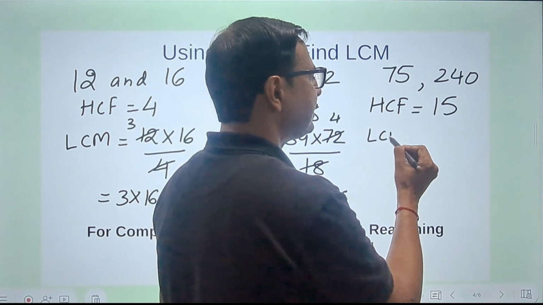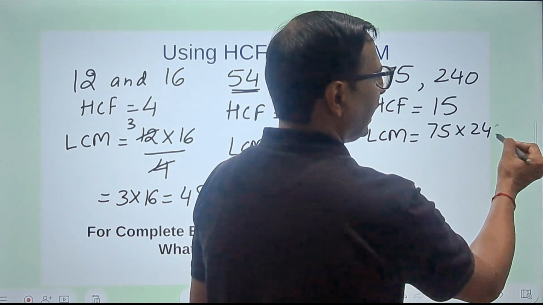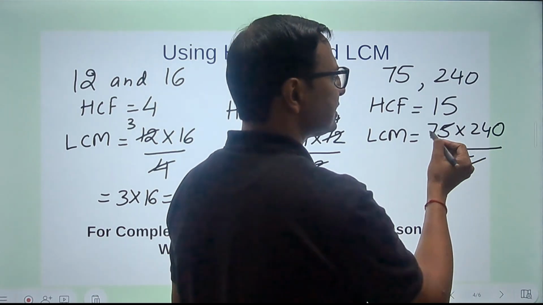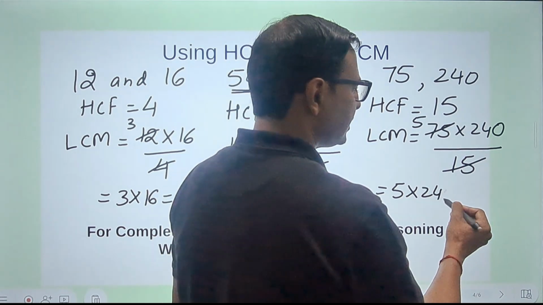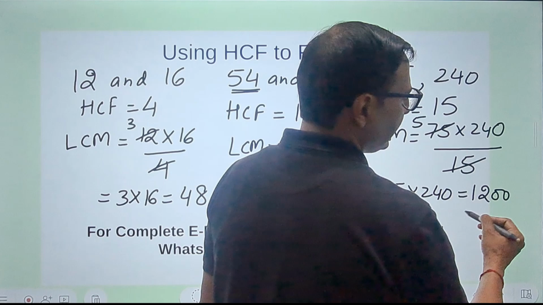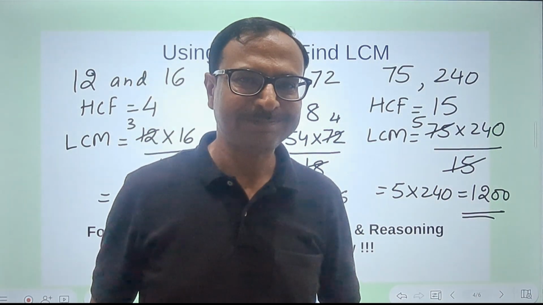Now to find the LCM, just multiply the numbers 75 and 240 and divide by the highest common factor 15. So 15 cancels this 5 times, and 5 times 240, which is half of 2400, that is 1200, is the LCM of these two numbers.